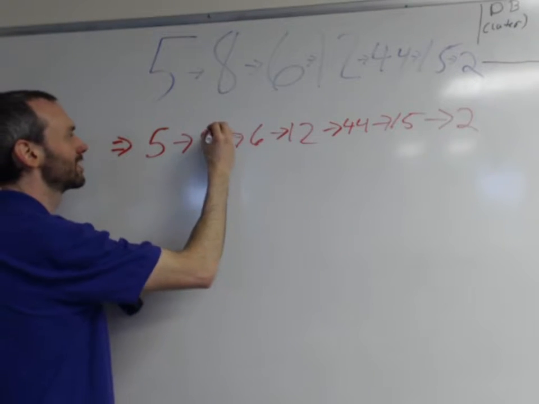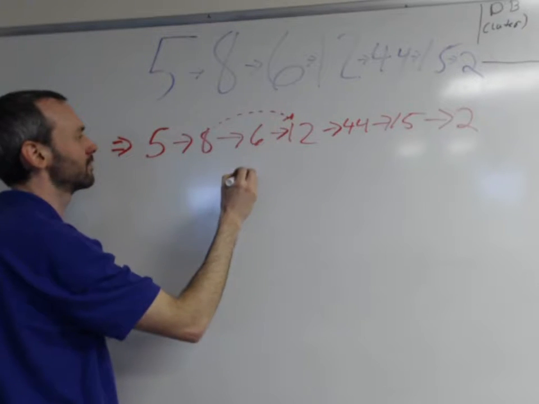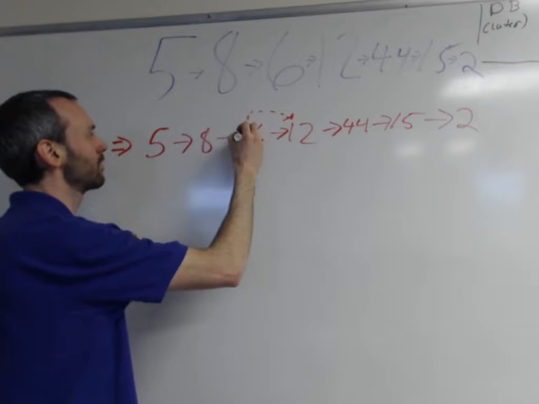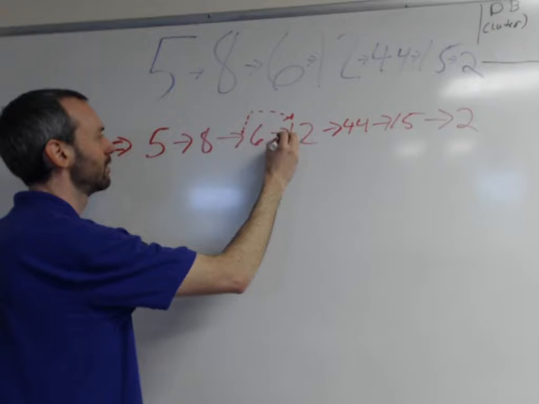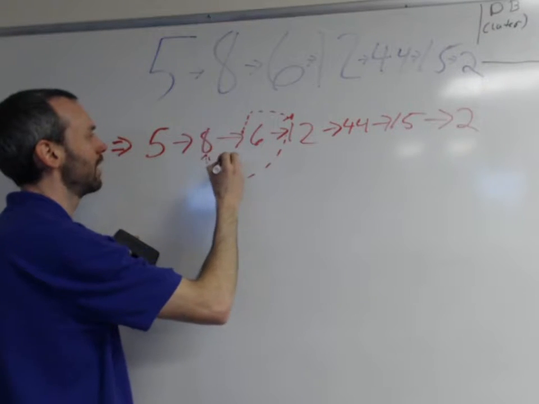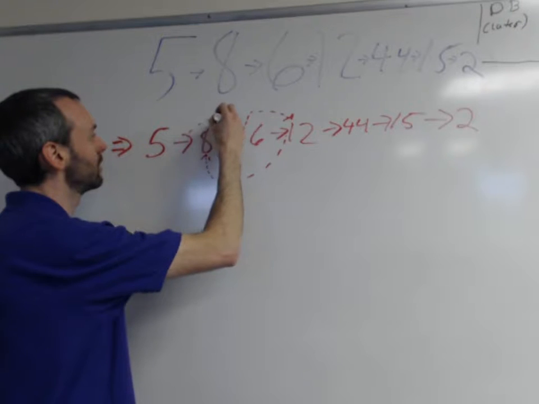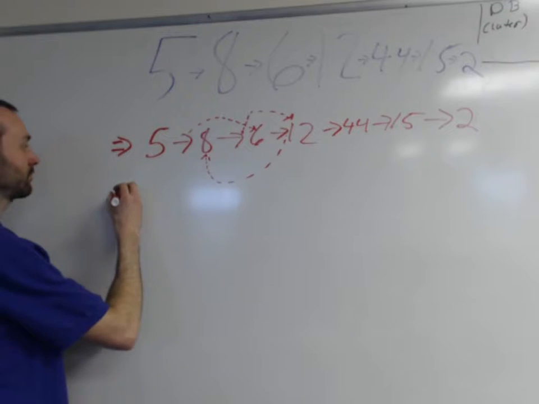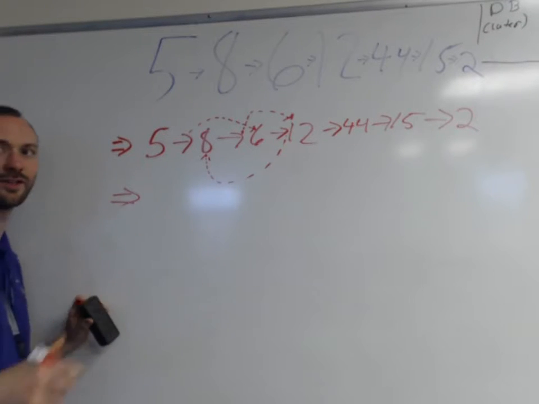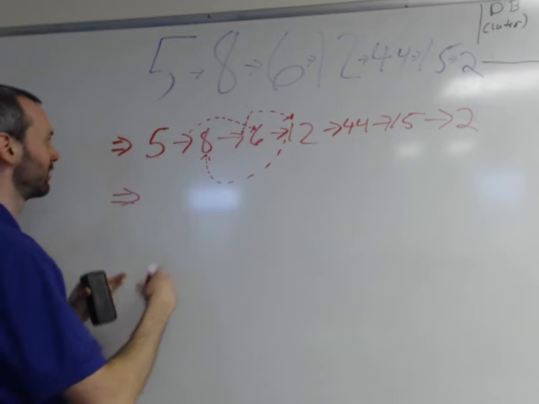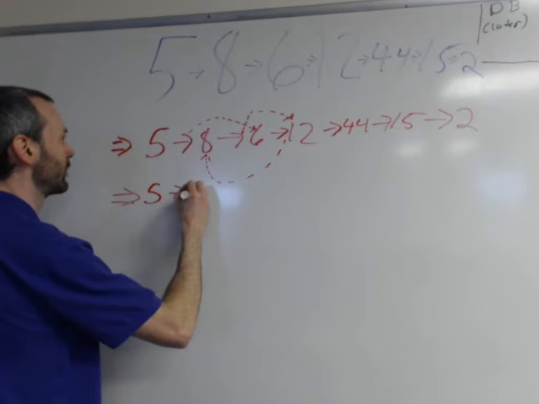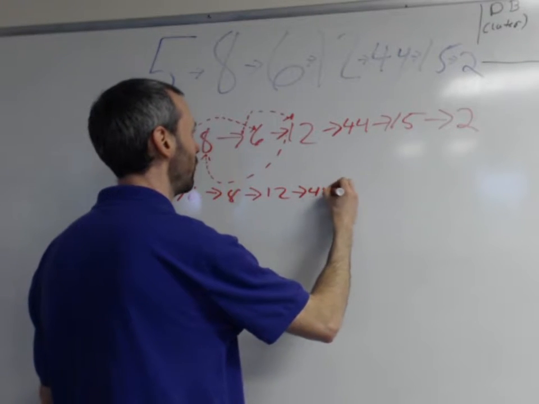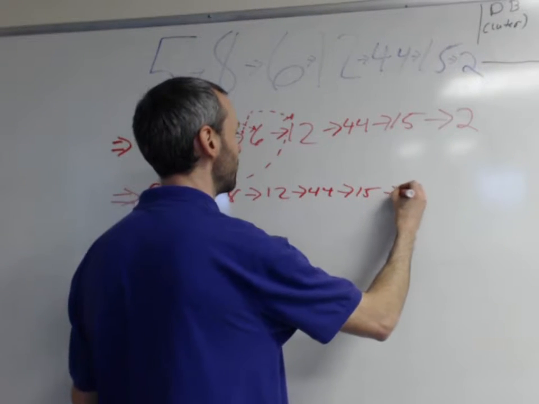So we want this pointer to go over here, right? Yeah. This pointer needs to go over here. And then the 5 pointer needs to go to 6. All right. Oh, that's a lot. Yes, but how many operations was that? 3. So now we have 5 points to 6, points to 8, points to 12, points to 44, points to 15, points to 2.